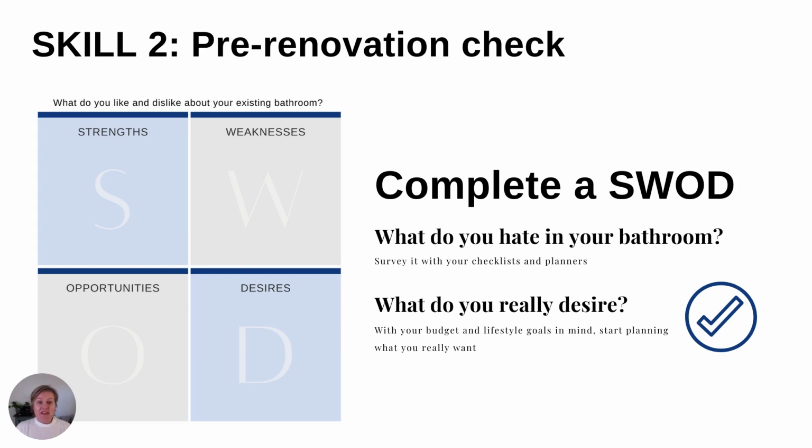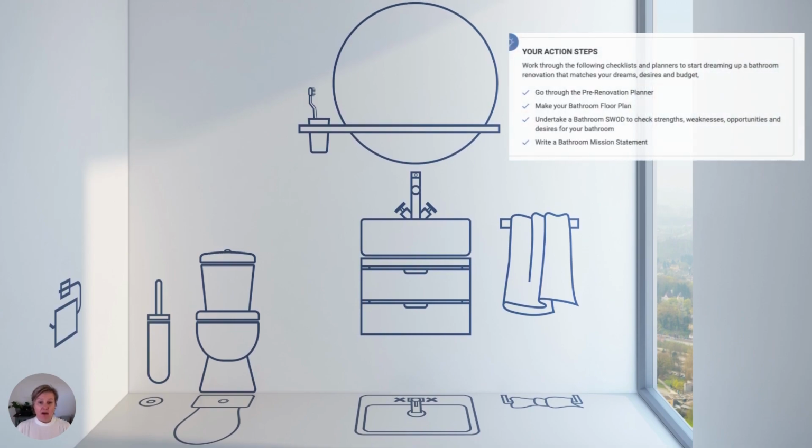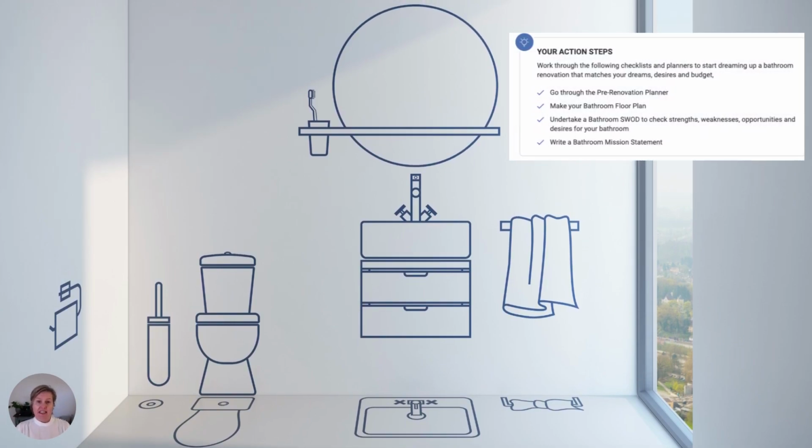The next element is for you to complete your SWOT. Now, this is just a basic one-page little checklist where you examine the strengths, weaknesses, opportunities, and desires of your bathroom. So again, it's making that transition from what your bathroom is today to what you'd like it to be tomorrow. All of these steps really help you build a solid renovation plan. So please go through the action steps of the pre-renovation checklist. Definitely don't do what you think is too much or perhaps come back to it later, but really make that effort to dive in and start reimagining the new bathroom.